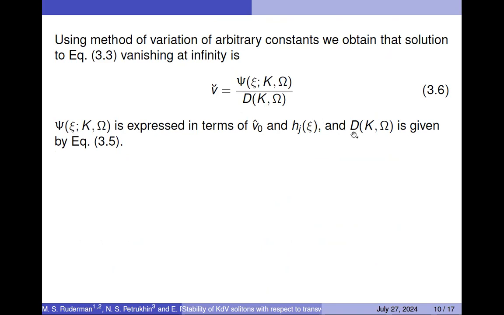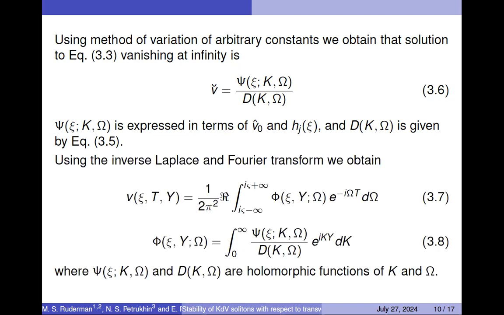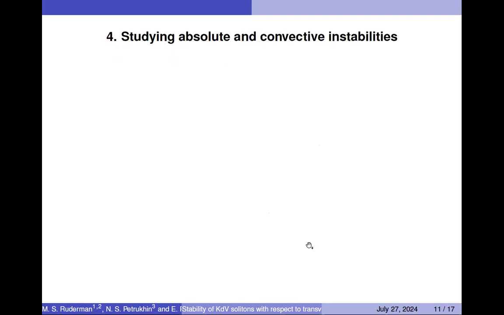psi and d are entire functions of two complex variables, k and omega. So they are analytic in the whole complex plane k and complex plane omega. Now, the solution to the initial value problem is given by the inverse transform. This is the inverse Laplace transform, where function phi is defined by the inverse Fourier transform. Now we can study absolute and convective instabilities.